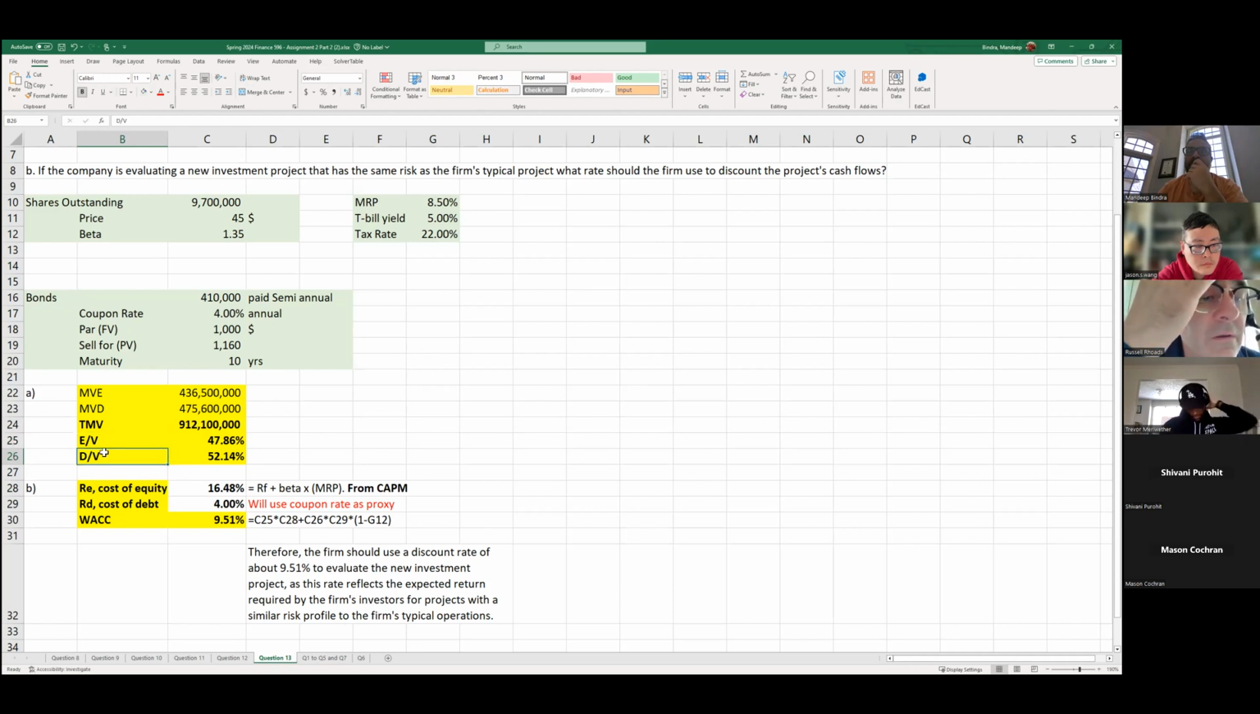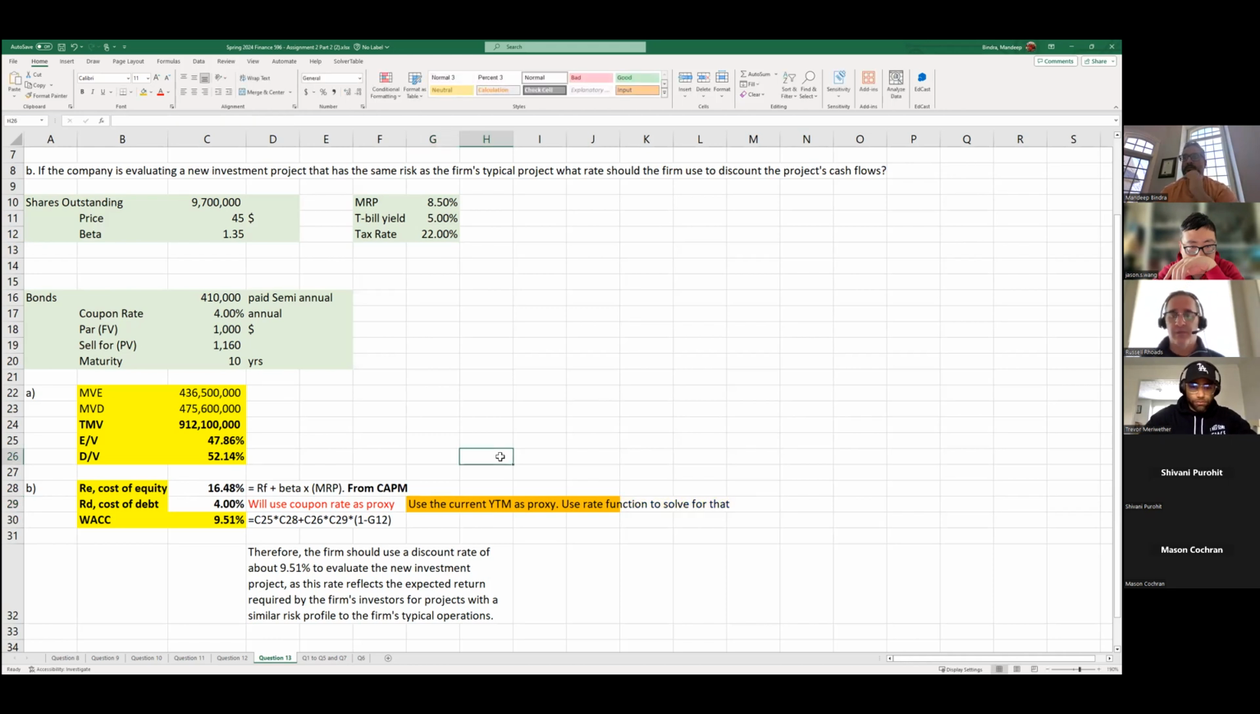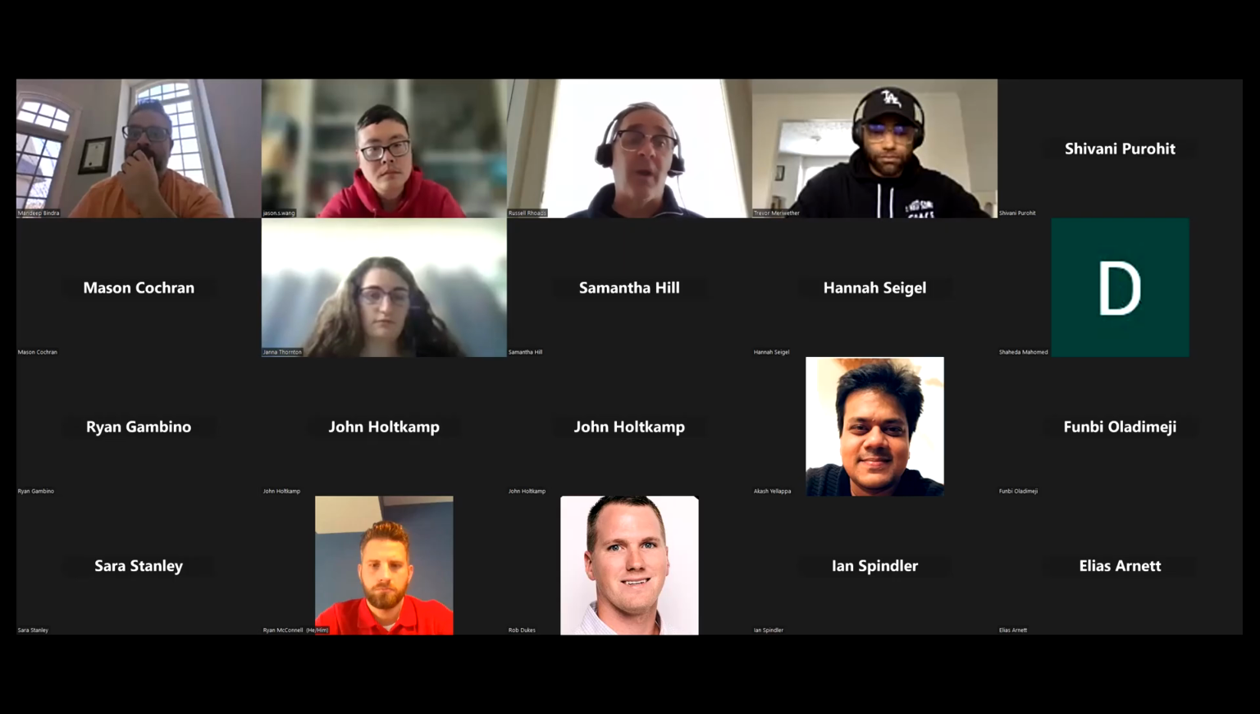Where you're off here is you're using the coupon rate as the proxy. Use the current yield to maturity as the proxy. And you'll use the rate function to solve for that. The bond's trading at 1,060. I'm trying to see if you've got the numbers that you need there. Yeah, you do. But let's swap. I'll show you how to solve for that bond yield to maturity. Otherwise, you're right on track.